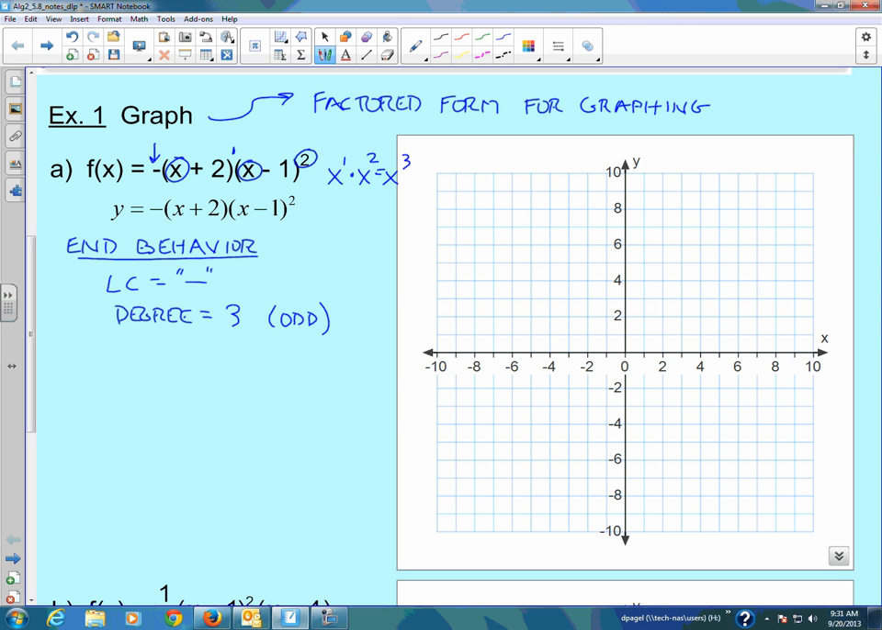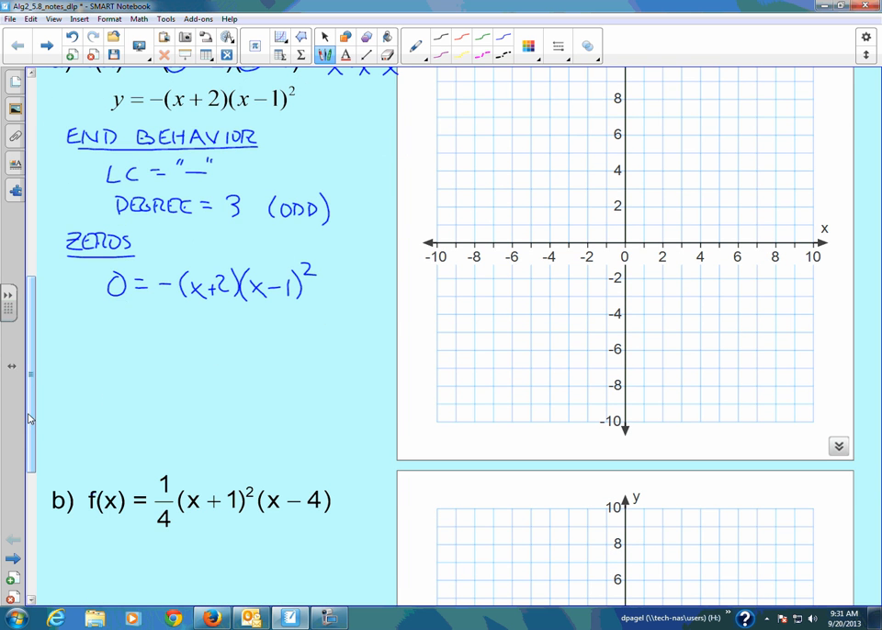Well, then we want to look for our zeros. And we look for our zeros in the factored form by setting our function equal to 0, and then using our zero product property to come up with these values. So this negative that's out in front, that negative is just telling me that my graph is starting in a certain spot. Factor-wise, I really only have 2 factors going on here. I've got x plus 2 as a factor and x minus 1 as a factor. That negative is not a factor.